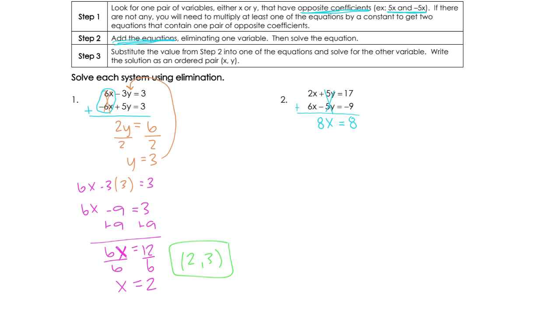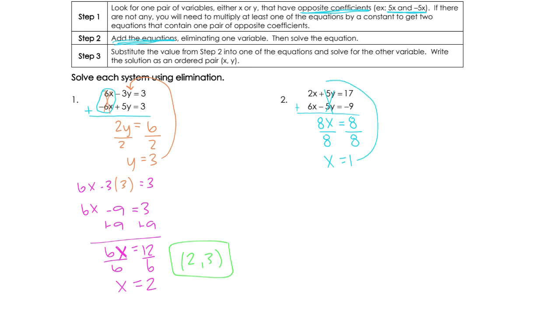And then from here we continue solving. So I'm going to divide both sides by 8 and I get x equals 1. And then again, we've got to plug this into either equation. I don't think I stressed that on the first example. You can plug x in for the top equation or the bottom equation.